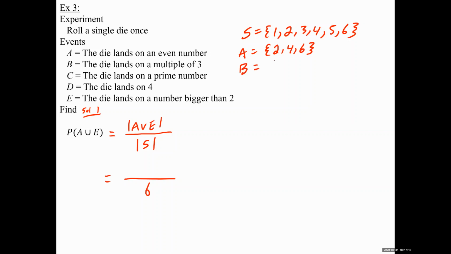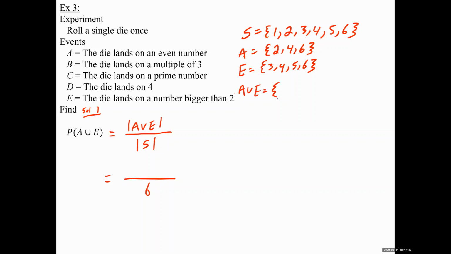B is, I might not need B. Let me just write what I need for now. So we need E. E is the die lands a number bigger than 2, so numbers bigger than 2 are 3, 4, 5, 6. Okay, so now we got to count A or E. So one way to do that is to figure out what A or E is.